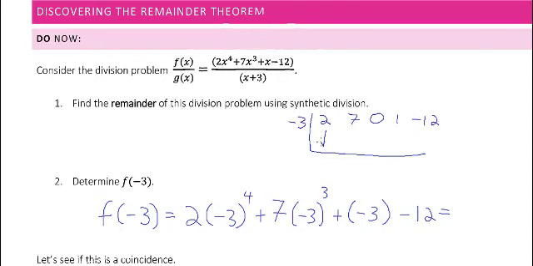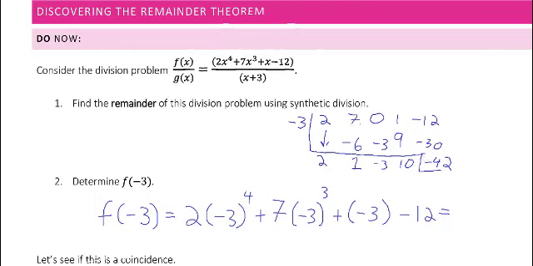So we always drop the 2, multiply, negative 3 times 2 is negative 6. Add those, I get 1. Negative 3 times 1 is negative 3. Add those, I get negative 3. Negative 3 times negative 3 is 9. Add those, I get 10. And negative 3 times 10 is negative 30. Add those, and I get negative 42. So negative 42 is the remainder.